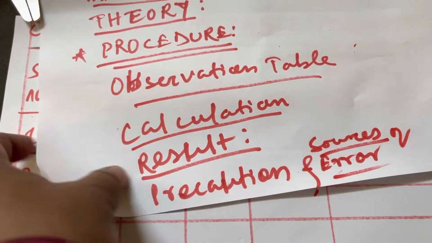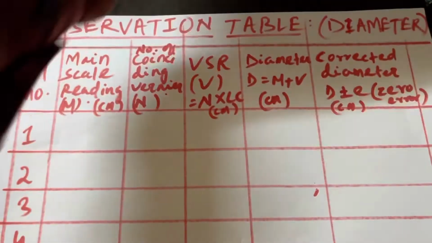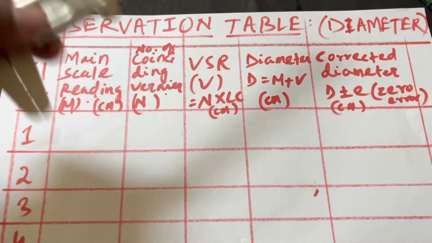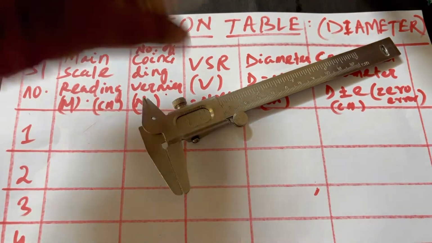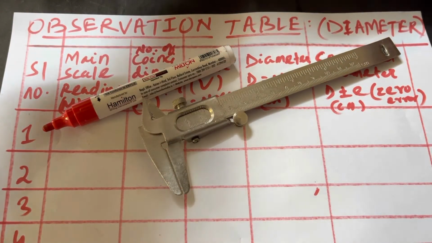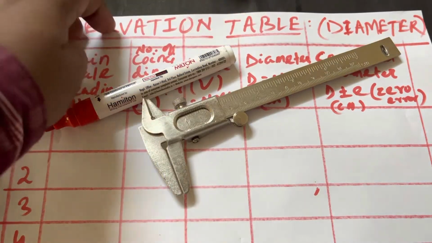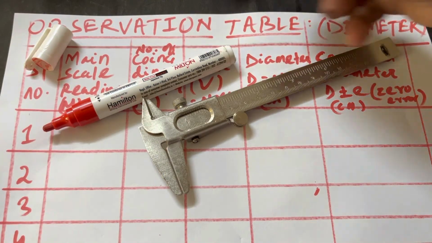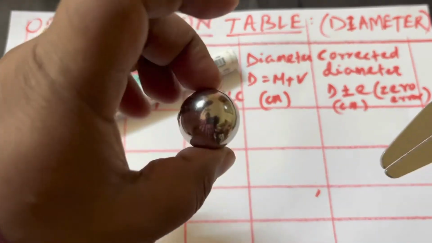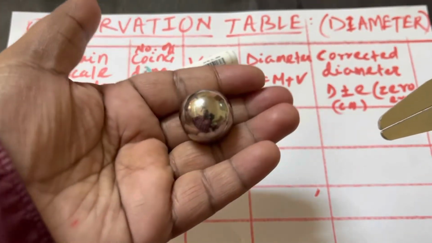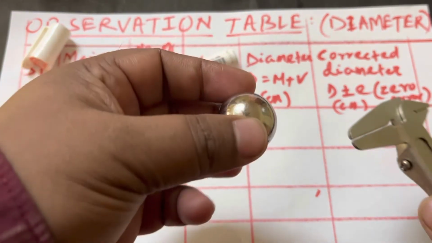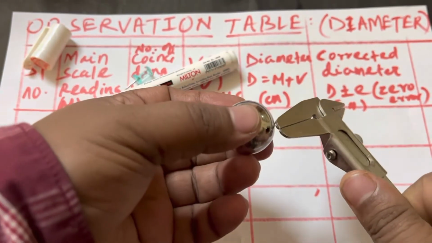So in this way you will write, right? So the observation table, we are at the observation table. What you will do, how will you take the readings, that is very important. So we are finding out the diameter of the given spherical object. So this is our spherical object. This is the steel spherical object. Okay, and how will you measure the diameter?